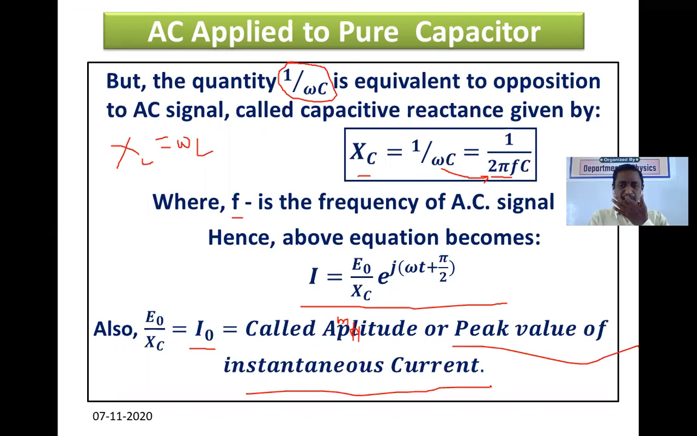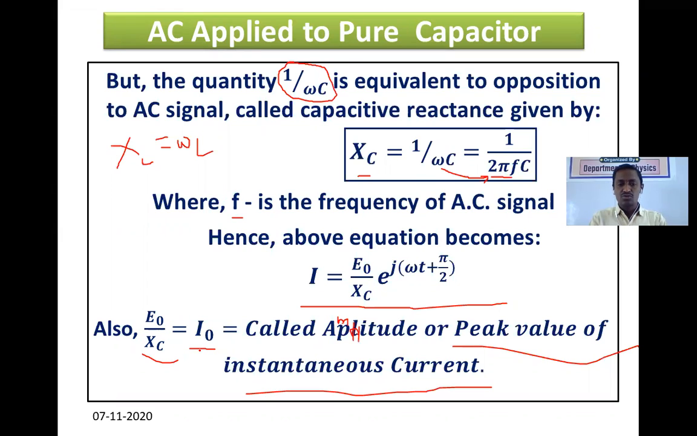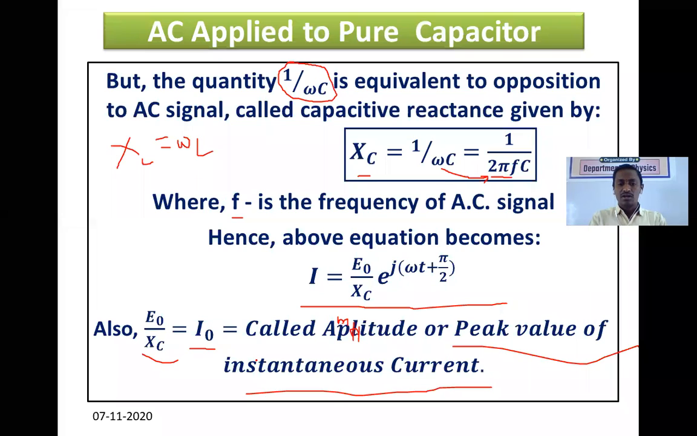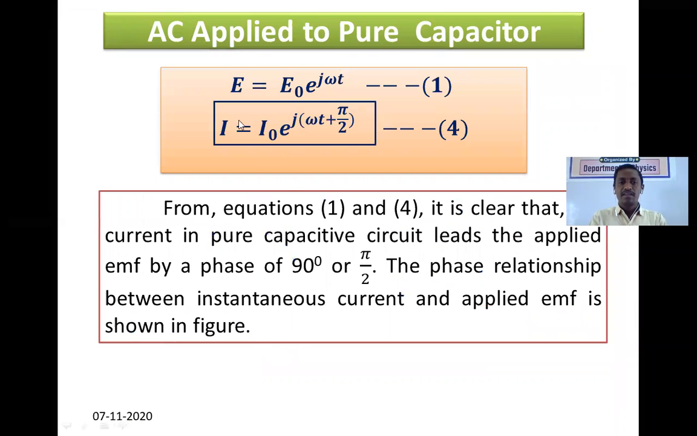Okay, this equation is also similar to the previous equation, the only difference is that there XL is substituted, here XL is replaced by XC. So the ratio of this peak value of voltage to the quantity that is analogous to the resistance is denoted by I0, called the amplitude or peak value of instantaneous current. So just substitute in the above equation.